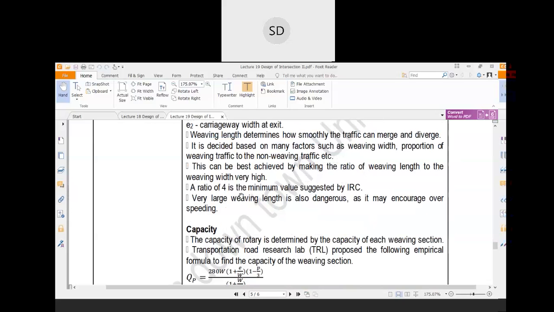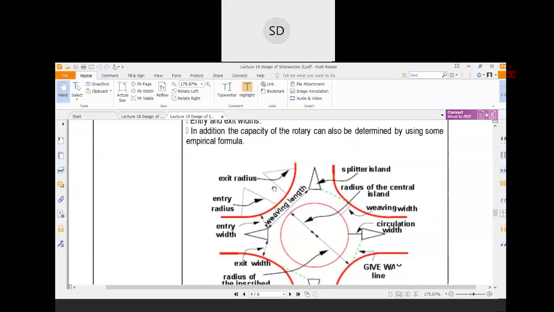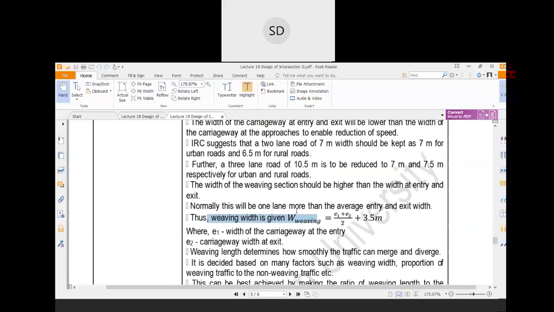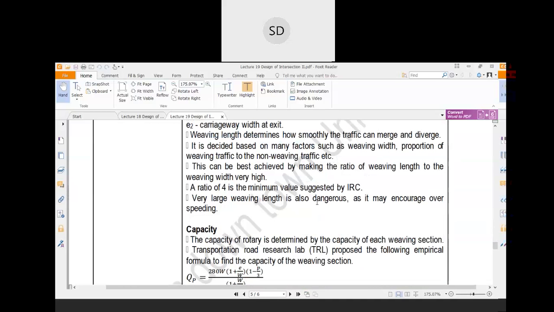Now, this can be best achieved by making the ratio of weaving length to the weaving width. You know what is weaving length? So, this is the weaving length and this is the weaving width. So, you have to find out what is the ratio, and based on the ratio, you can design all the parameters for the rotary intersection. Now, IRC has recommended a ratio of 4 for the ideal rotary intersection.